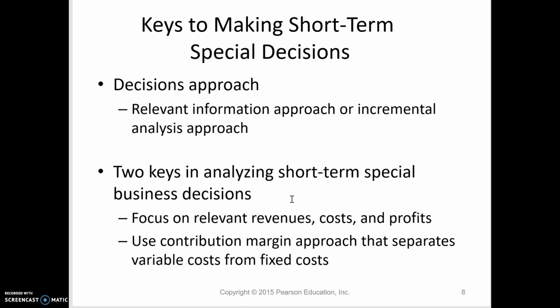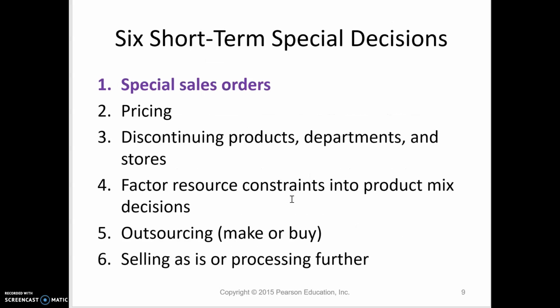Okay, so we're going to be looking at the relevant information, which is also called incremental analysis. Incremental means we're looking at the changes in the cost. And so these are the 6 specific decisions that we are going to be analyzing, and we're going to be showing the right way to approach them and how you can use our managerial information to make these decisions.